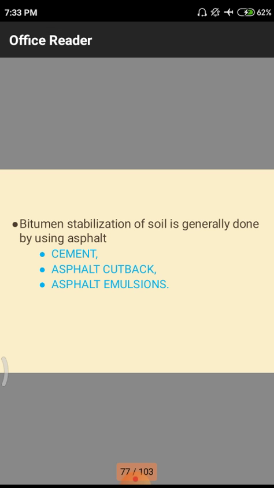Next, bitumen stabilization of soil is generally done by using asphalt. Asphalt is one grade of bitumen. With the help of asphalt, we use some quantities of additional materials to improve the properties. The first one is cement. With the help of cement, we use some quantity of bitumen and we lay roads and top surfaces. Next are the asphalt cutback and asphalt emulsions.